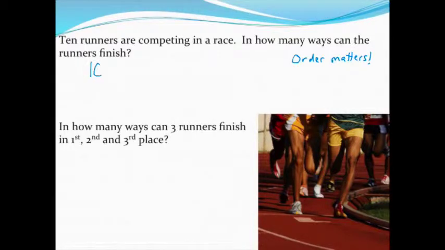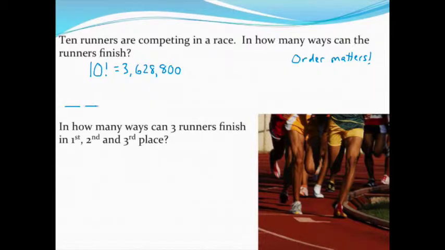There are 10 factorial different ways for the racers to finish, which I can grab a calculator and work out. That comes out to be 3,628,800 different ways. So many different ways that we can finish that race. Well, I can also do this problem using the blank space method we've talked about in previous videos.